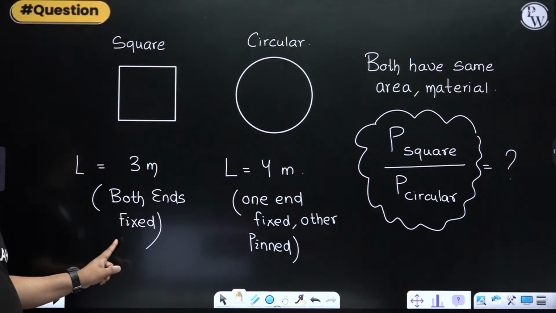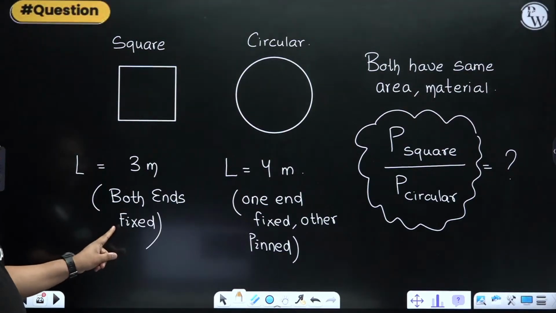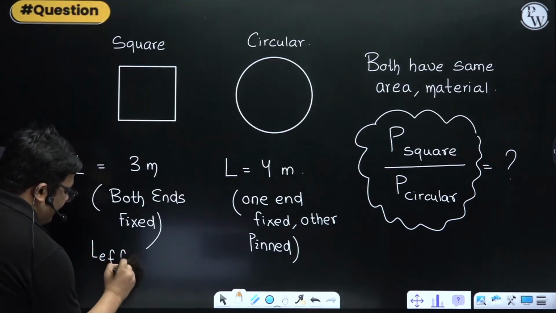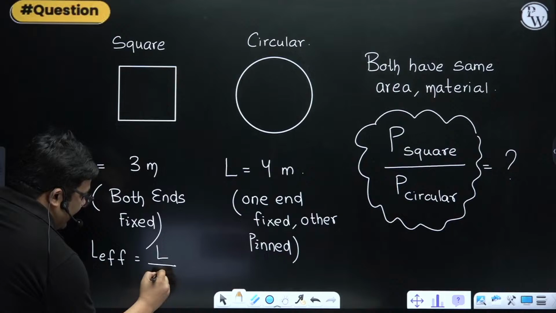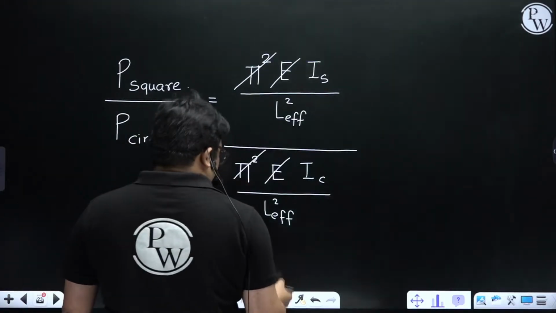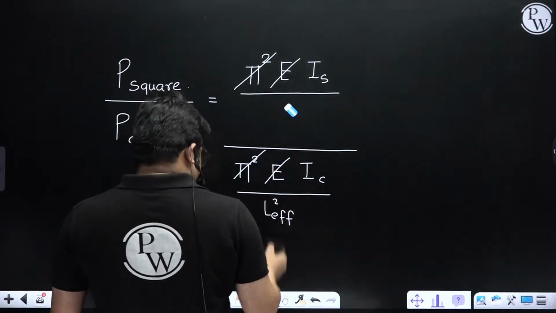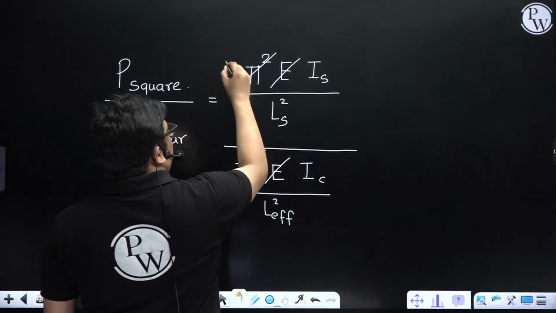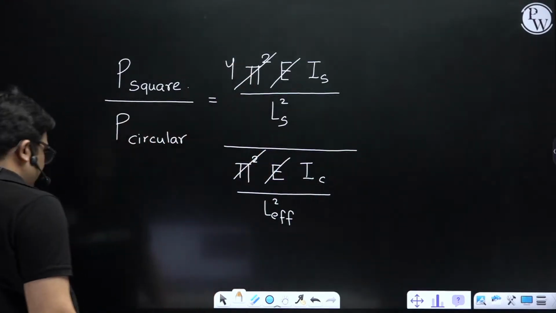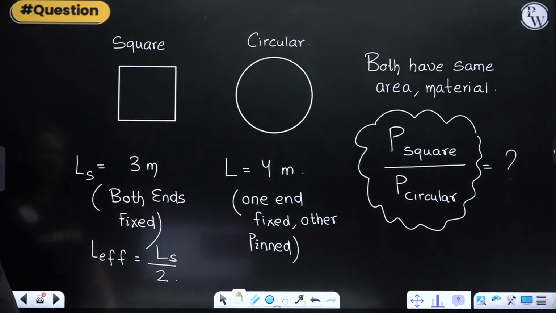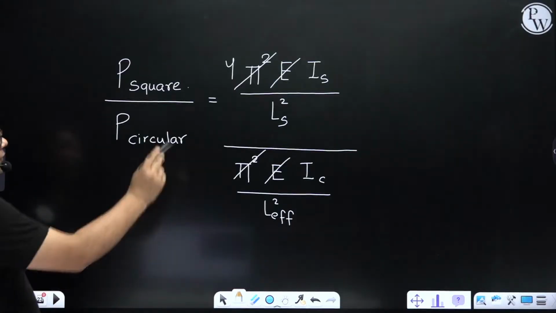Now the square column has both ends fixed, so its L effective will be L by 2. So this becomes LS square by 4, where LS is the length of the square column, divided by 2 and squared, so 4.